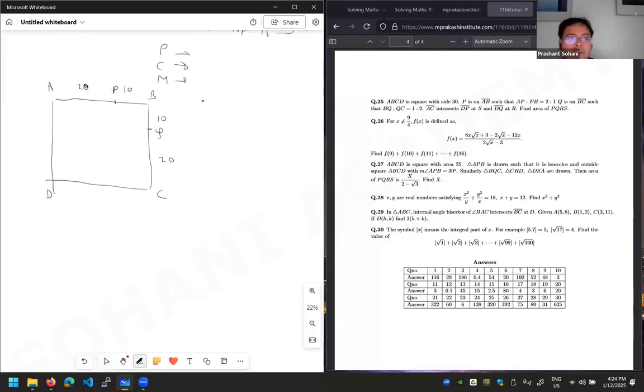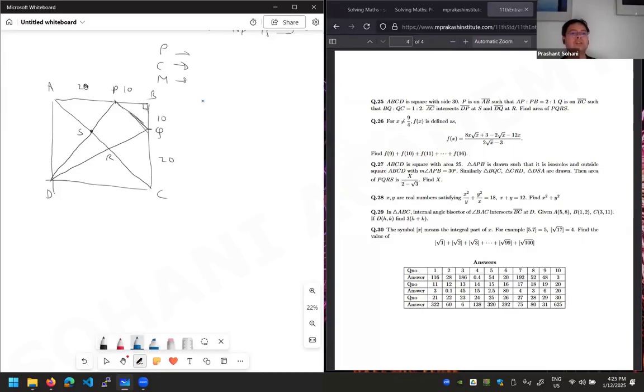Correct. And now AC intersects DP. So AC is the diagonal of my square. And PQ at S and R. Okay, and I am supposed to find the area of PQRS. Let me solve this question in a sort of student mode. Suppose I'm giving the exam, so I want to get the answer as quickly as possible. I don't care about proof or anything. I just apply my intuition and get the right answer quickly.